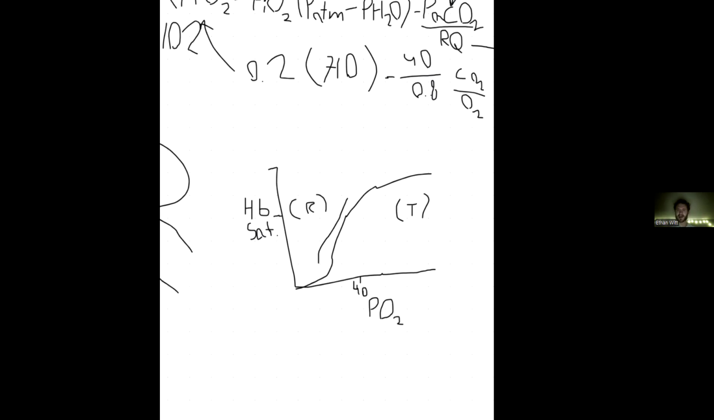So, what are some of the factors that might cause us to see a curve that's different from what we normally do? Well, I have here written T and R referring to the tense or taut and relaxed state of hemoglobin. Relaxed meaning it can take up more oxygen, or there's more compliance going on, or on the opposite end, it's more taut and there's more elasticity going on. It becomes a lot harder to take in oxygen in this state.